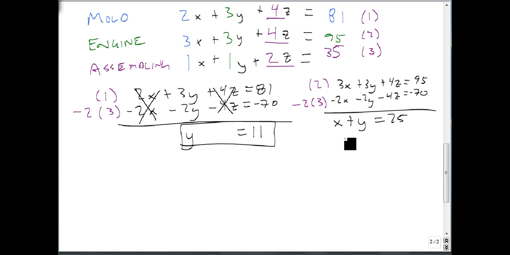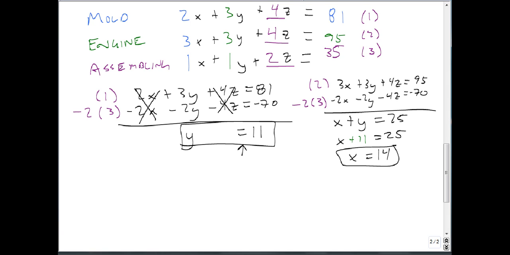Well, we already know that y is 11 from our last problem, so we can just replace that into this one. Subtract 11 from both sides. Oops, that should be a 25, getting just a little ahead of myself. Subtract 11 from both sides and see that x is 14. So y is 11 and x is 14.